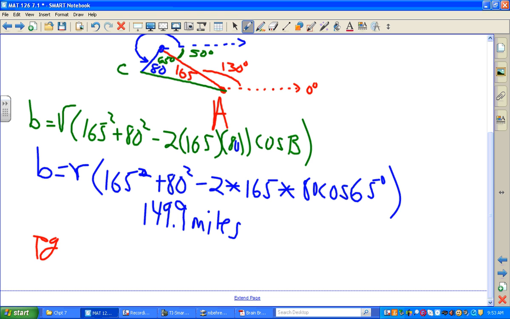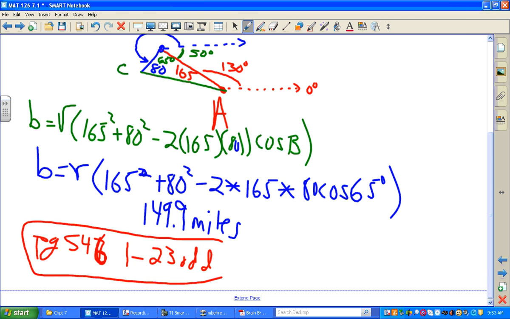Page what? 546? 1 through 23 odd. 546. Yep. Fantastic. Now, hopefully this won't crash today like yesterday.